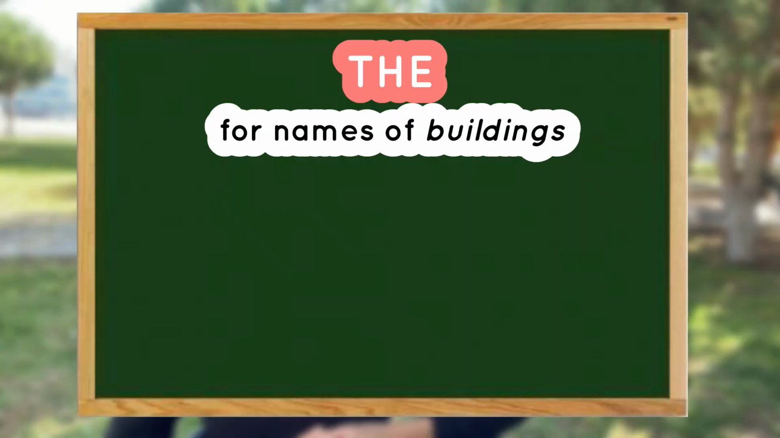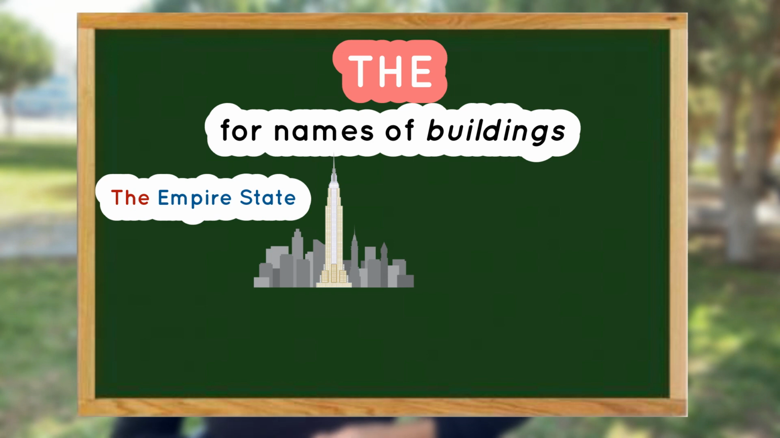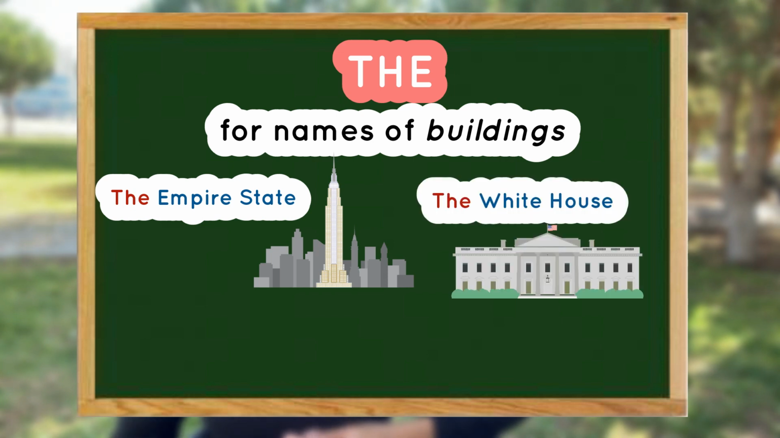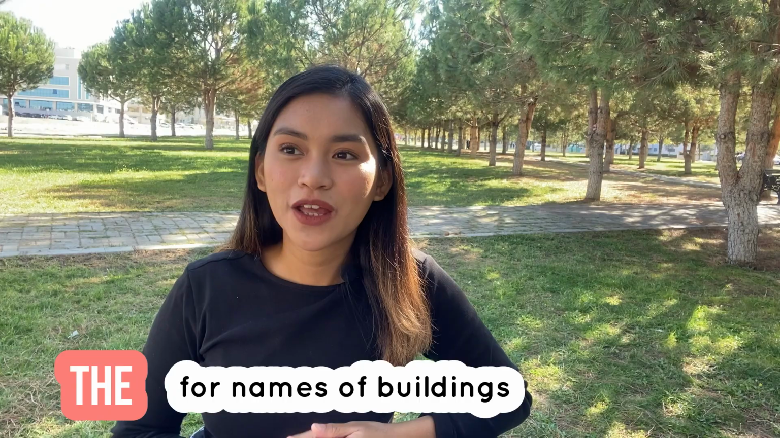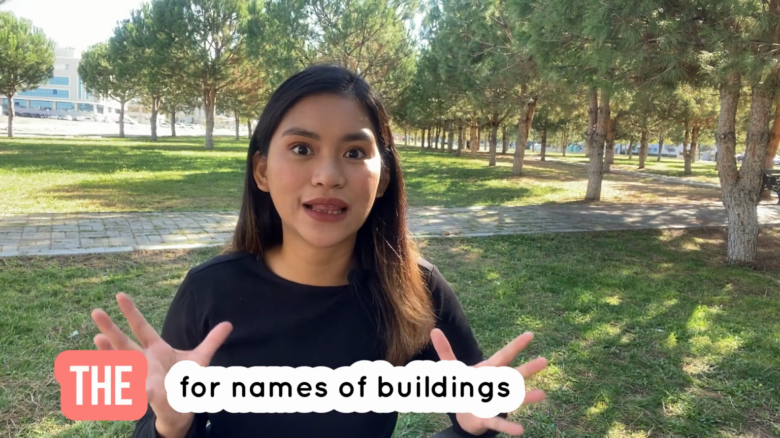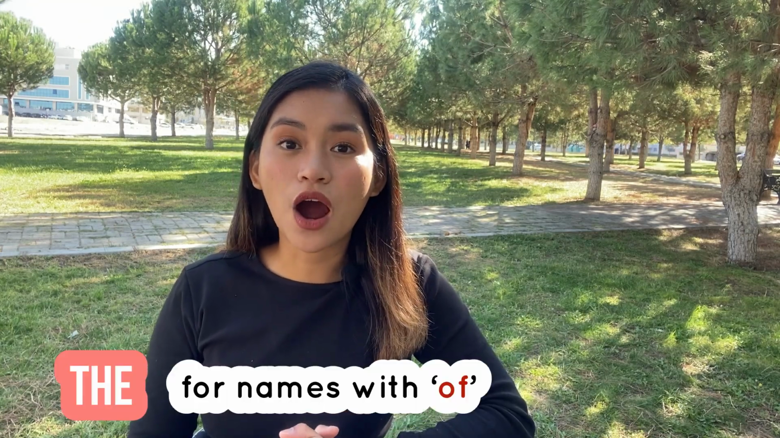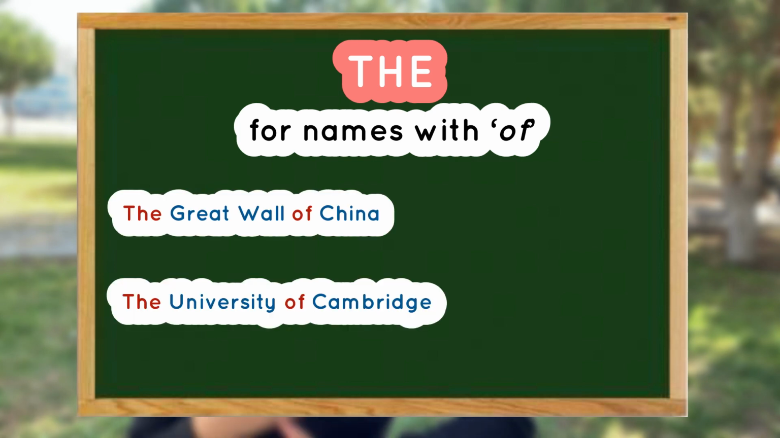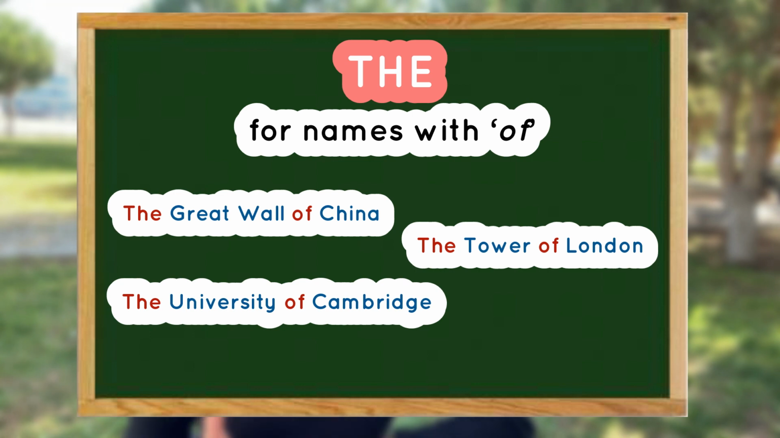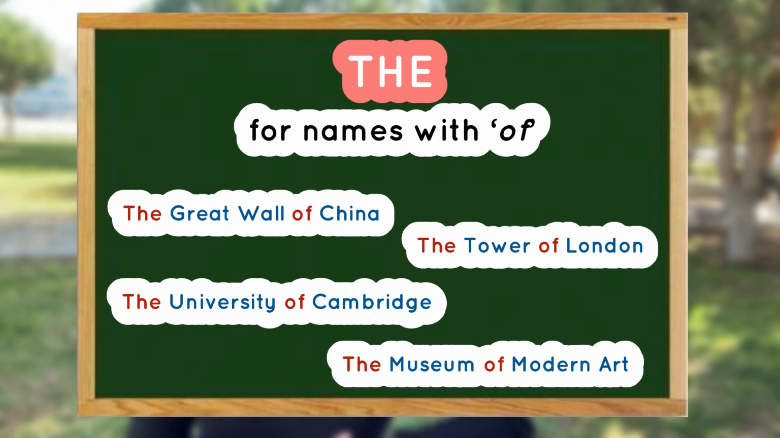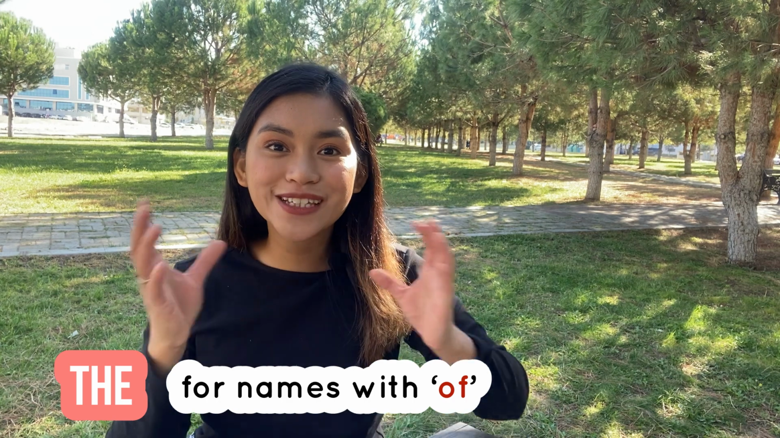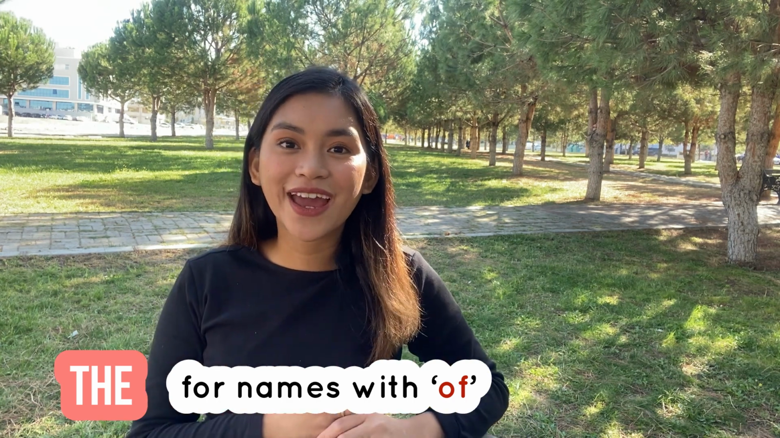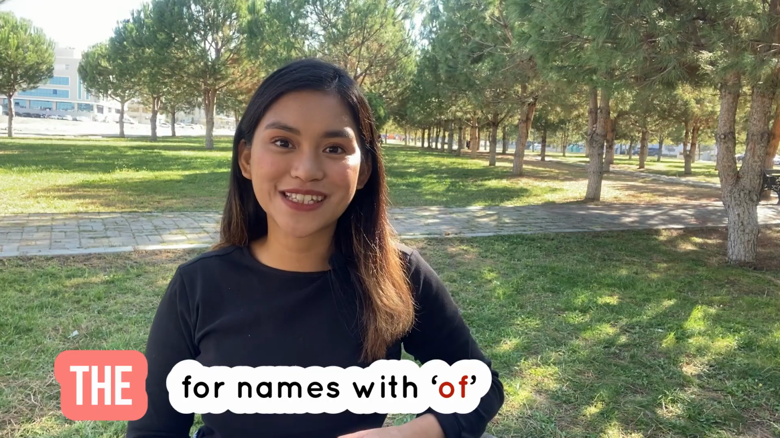And we also use the for the names of the buildings. Famous buildings like the Empire State, the White House, the Palace Theater. Those names of buildings, they also need the. Alright, and the last use of the is with names with of. Just like the Great Wall of China, the University of Cambridge, the Tower of London, the Museum of Modern Art. So those names of places have of, and we also use the with those names.